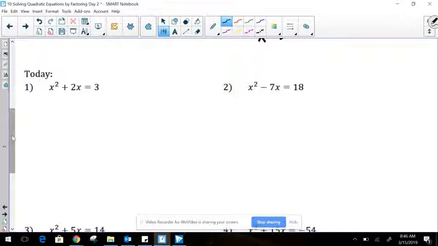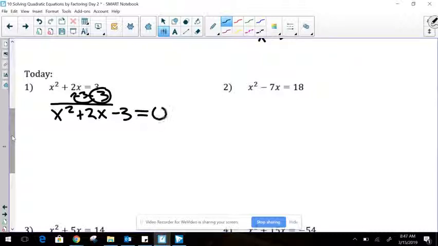x squared plus 2x is equal to 3. Oh, this isn't equal to 0 anymore, like we had yesterday. Not a big deal. I'm going to make it equal to 0. We always want one side equaling that. So I have x squared plus 2x, and now I just moved this minus 3 over to the left side. You cannot combine 2x and -3. They're not both x's and they're not both plain numbers.